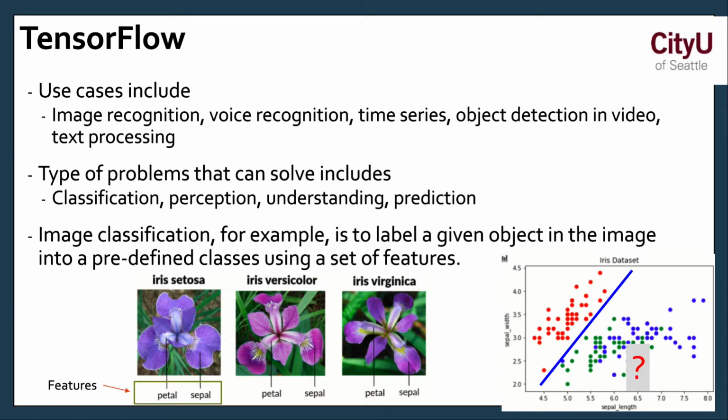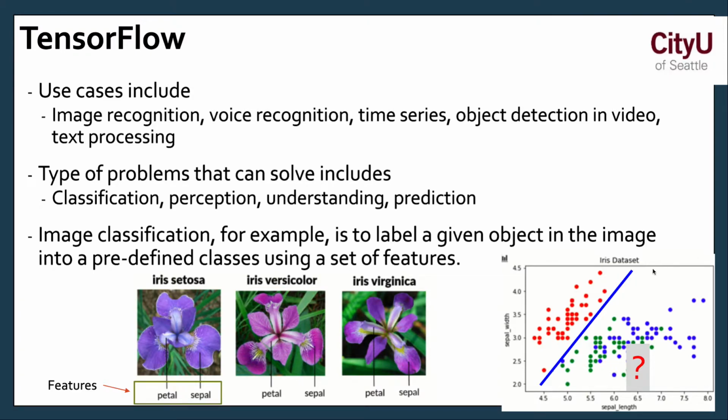Next is image classification, for example, to label a given object with predefined classes using a set of features. So we have the features of, let's say, three different flowers, where we identify the petal and sepal, and you would know which flower they are. This is usually the very first intro data set that you'll encounter for TensorFlow.